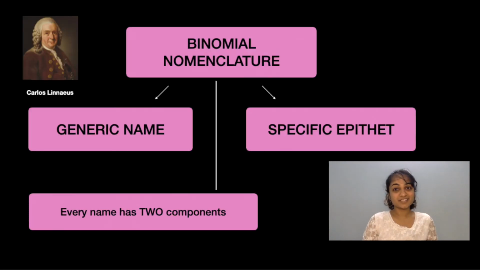Okay, so now I want to introduce you all to this term called binomial nomenclature. This is a process of naming living things that was proposed by the scientist Carolus Linnaeus. And we'll talk about him more in the coming slides. But basically what he proposed was a system of naming living things such that every name has two components. The first component is called the generic name, and the second component is called the specific epithet. And because it has two components, it's called binomial nomenclature.